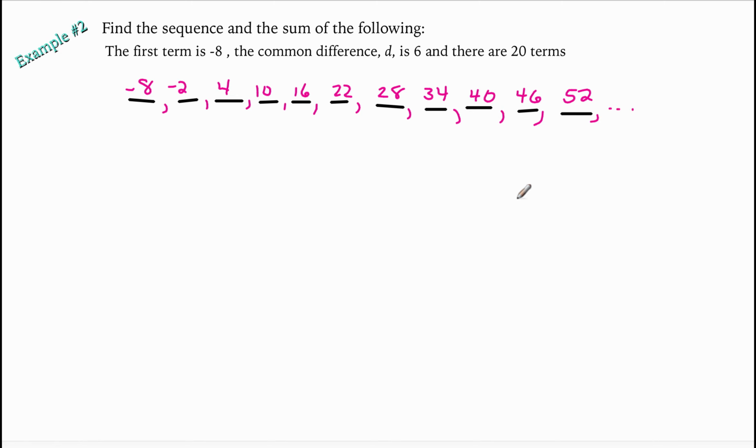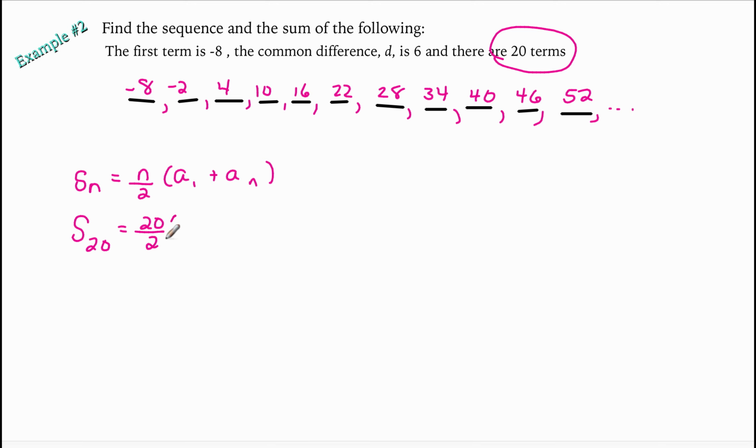Dot, dot, dot. So if I wanted to sum up the first 20 terms using Gauss's little formula, I run into a bit of a problem. All right, I'm taking the sum, sub 20 of the first 20 terms. So that means 20 terms are going to get paired off. My first term is -8, but what's my last term?